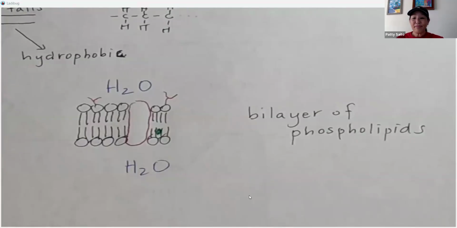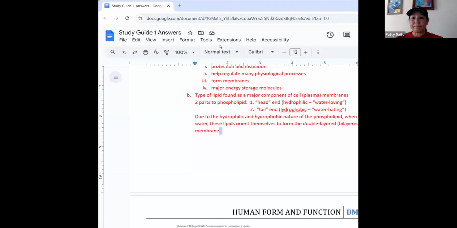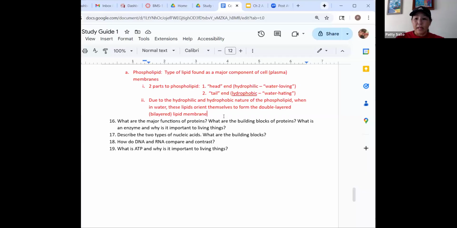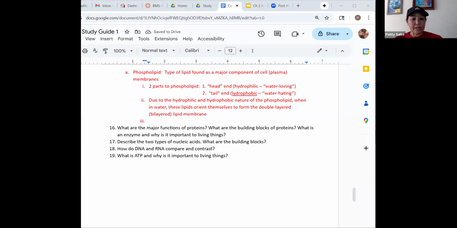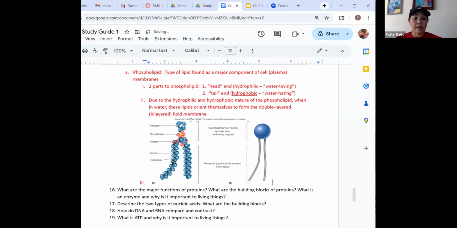Let's go back. Okay, no, actually, let's not go to that one. Let's see if I have a picture for that. Oh, I do. All right, so here's a picture of a phospholipid. You might see the terms polar and non-polar used. Polar means it can dissolve in water. It likes water. Non-polar means it's not attracted to water. So this part is the non-polar part, and the head is a phosphate-containing region.